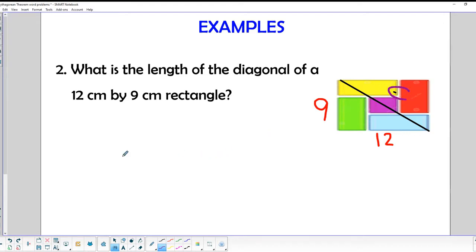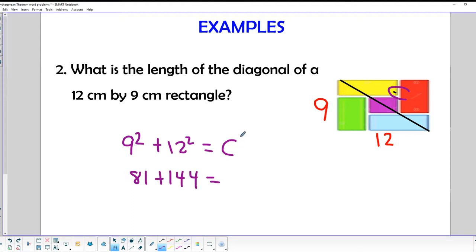So to do that, we do a squared, or 9 squared, plus 12 squared equals c squared. 9 squared we know is 81. 12 squared is 144. And all of that equals c squared. And then we'll take the square root of both sides. So get our calculator. We've got 144 plus 81, and that equals 225.